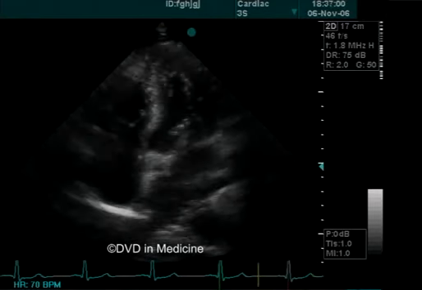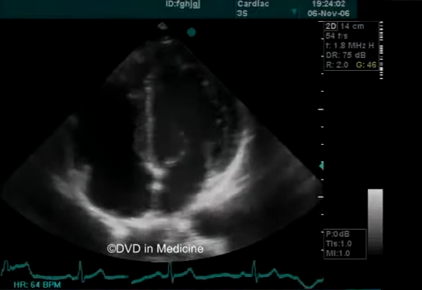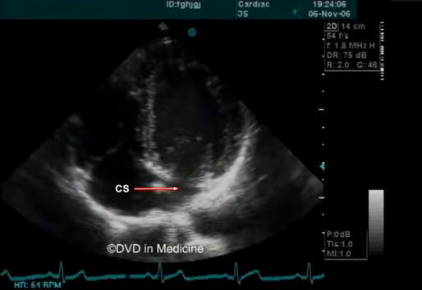Downward from the left atrium, one can see the cross-section of the descending aorta. One can also see the pulmonary veins entering the left atrium. By tilting the transducer downwards, one can see the coronary sinus.